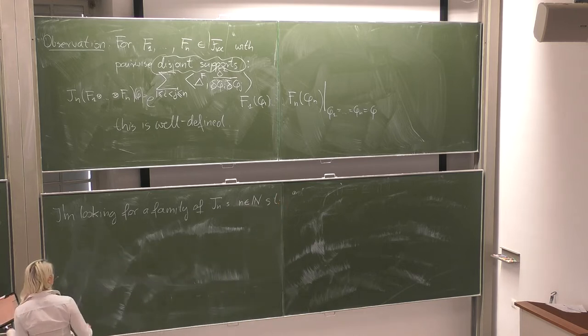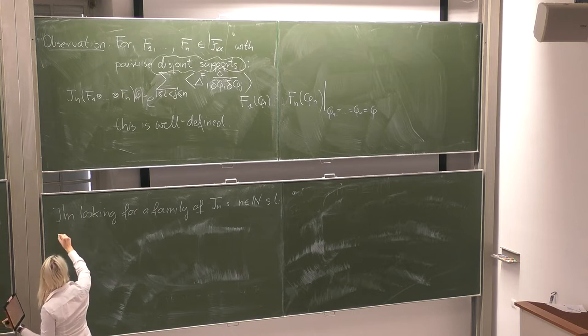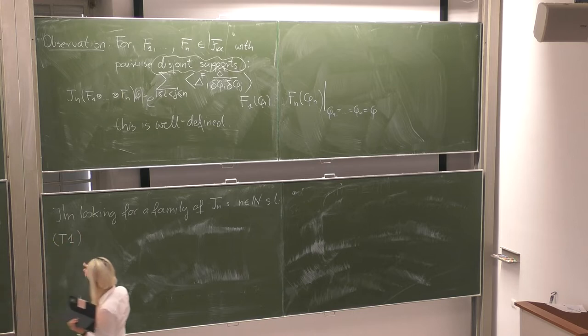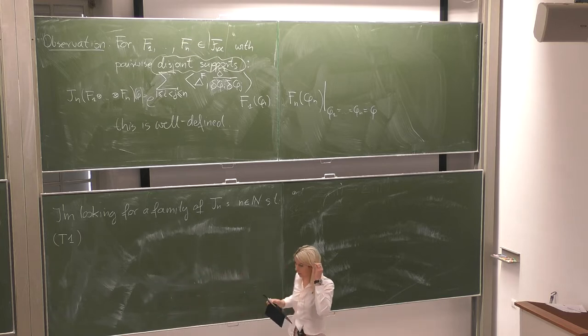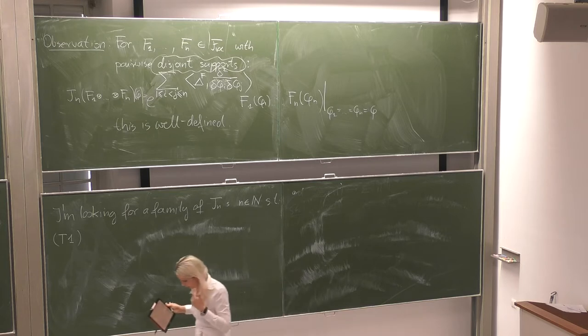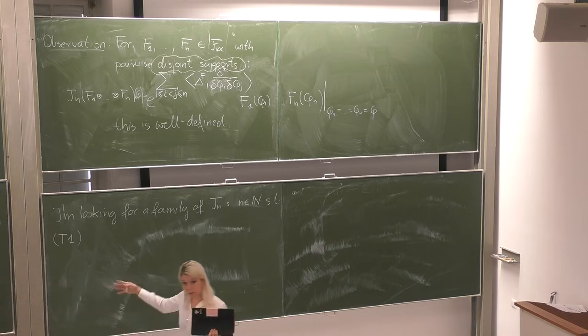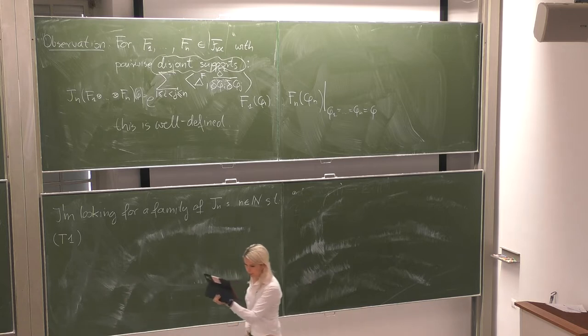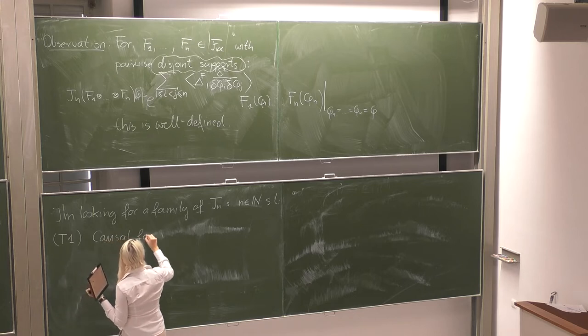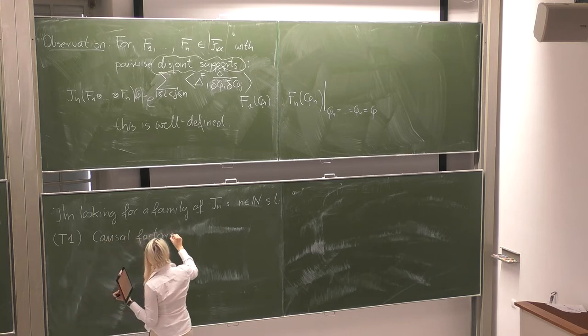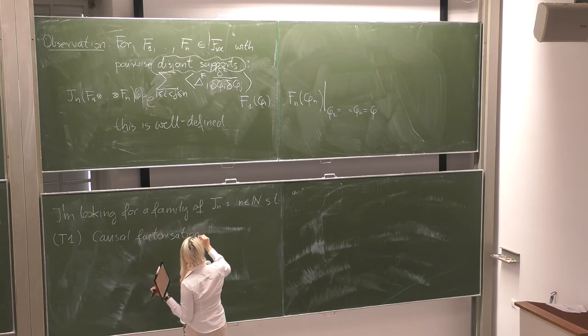So the first property, T1, is something I already sort of announced last lecture, which is causal factorization. So I told you that S matrices satisfy causal factorization. So this is very crucial, and I want this also to hold for the renormalized S matrix. So this is the causal factorization property.